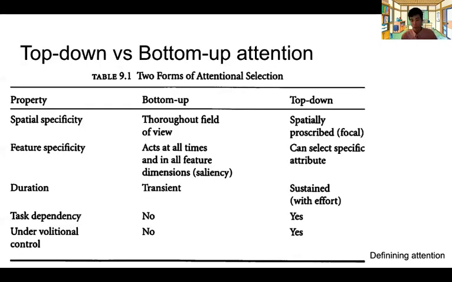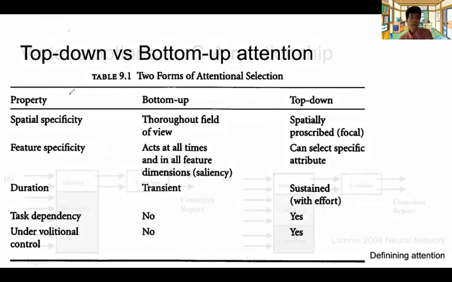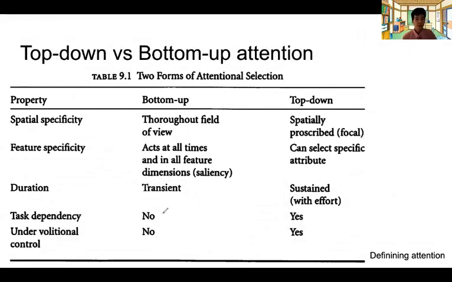And here's the summary table in Christof Koch's attention chapter. Bottom-up attention is characterized as working throughout the field in terms of space, whereas top-down is spatially focused. Feature-wise, bottom-up works across all features at all times, and it is related to saliency relative to the neighborhood features and so on.